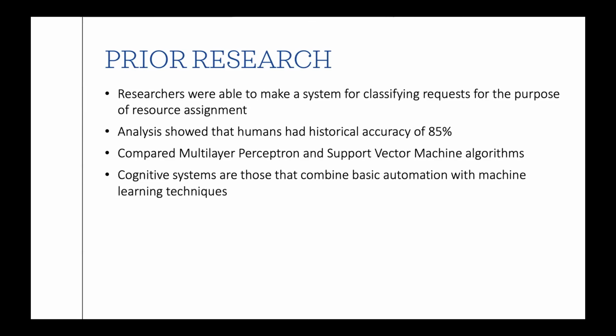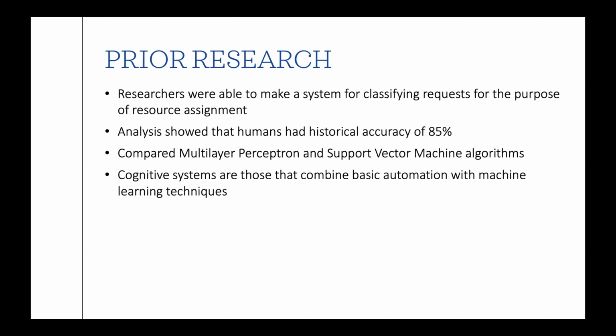In the analysis of the requests, they showed that typically when the human analysts assigned the request, it was 85% accurate. So I use that as my benchmark of accuracy for this study. They also got the best performance from using the multi-layer perceptron and the support vector machine algorithm, right? So that is what they did for classifying the requests.